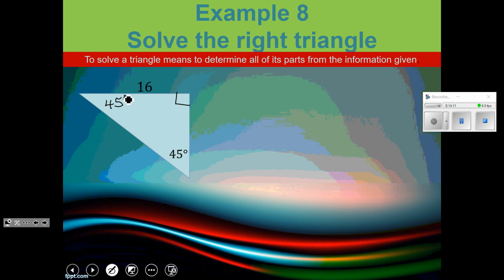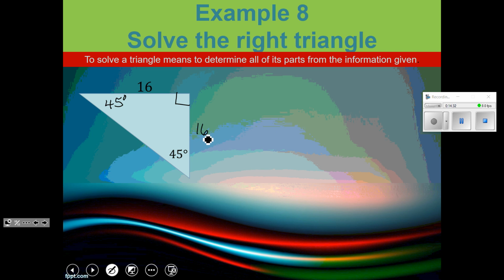Now we talked yesterday that the side opposite the largest angle is going to be the largest side. The side opposite the smallest angle is going to be the smallest side, right? But what do we know if the 2 angles are equal? Then the 2 sides are equal. So we know this leg is 16.